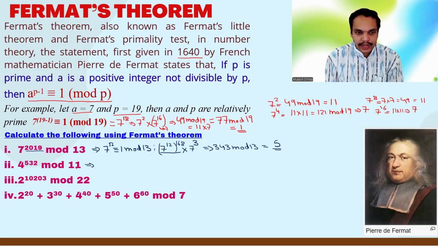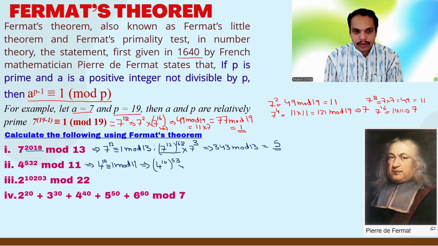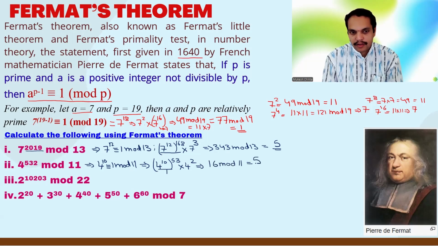Similarly, once again, you check whether 4 and 11 are relatively prime. If they are relatively prime, I can say 4 power 10 is congruent to 1 mod 11 using Fermat's theorem, because 4 power 11 minus 1 is 4 power 10, which is equal to 1. Now I can write this as 4 power 10 to the power of 53 into 4 square, that is 530 plus 2, which gives me 532. This is 1 times 16 mod 11. Once again, I get the answer as 5. And if you take larger numbers also, it works the same way.